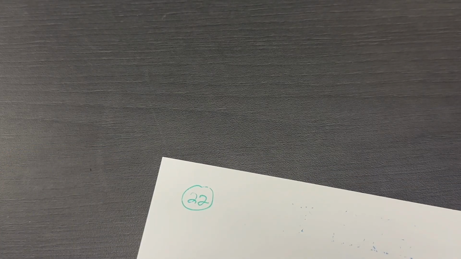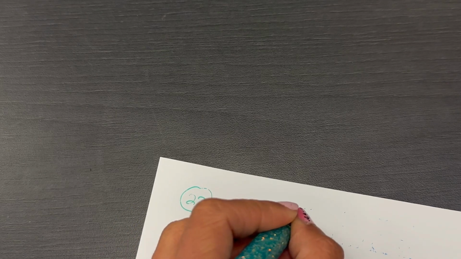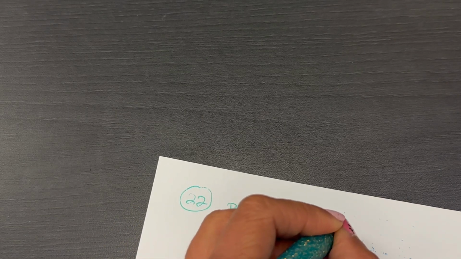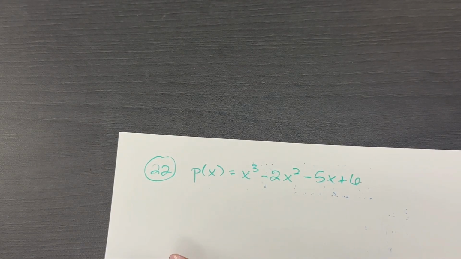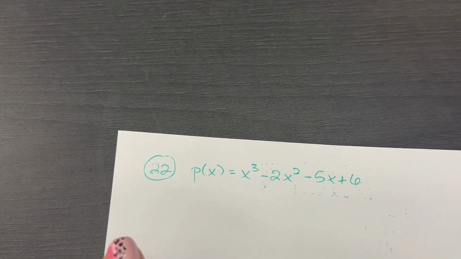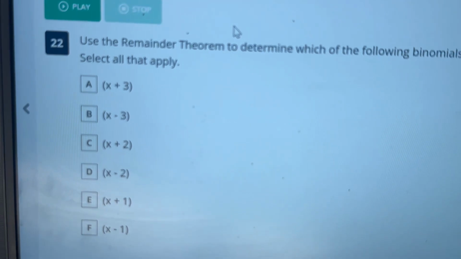22. It says use the remainder theorem to determine which of the following binomials are factors of p of x equals x cubed minus 2x squared minus 5x plus 6. Okay, and they give us a list of options to try. So let me show you that real quick. So these are my options.